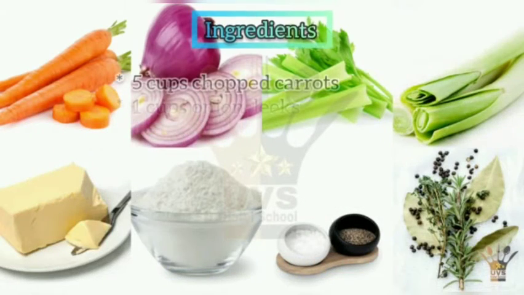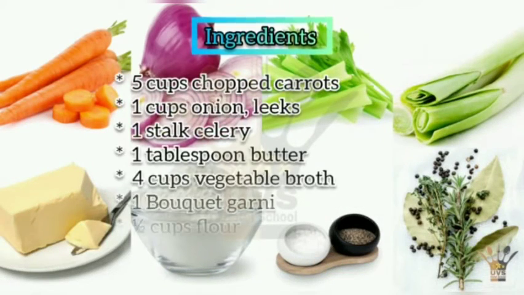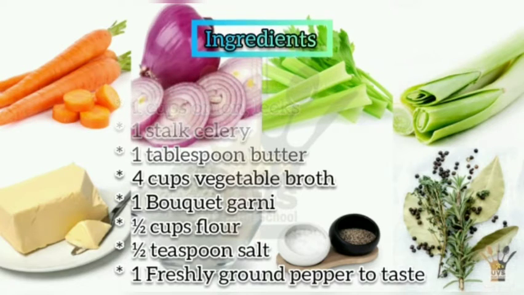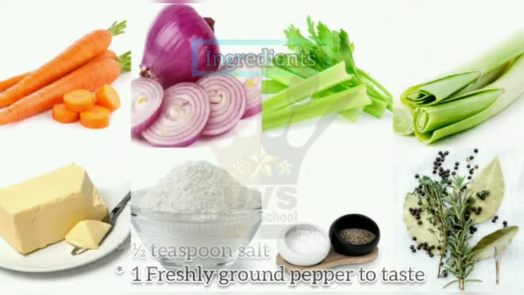Ingredients: 5 cups chopped carrots, 1 cup onion, leeks, 1 stalk celery, 1 tablespoon butter, 4 cups vegetable broth, 1 bouquet garni, 1 half cups flour, 1 half teaspoon salt, freshly ground pepper to taste.